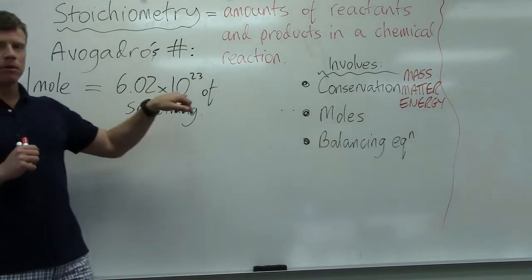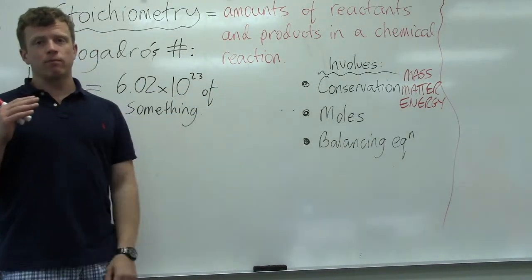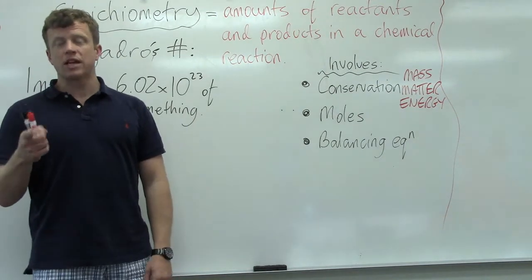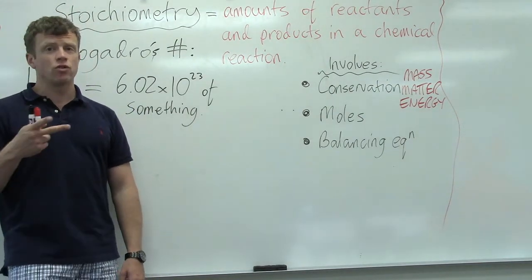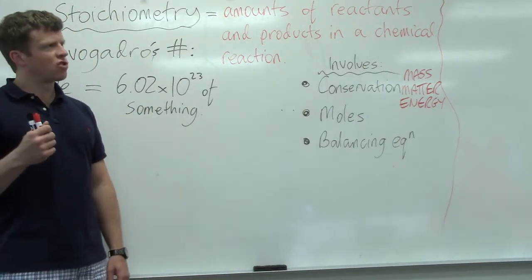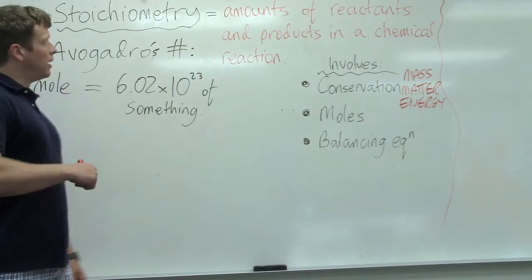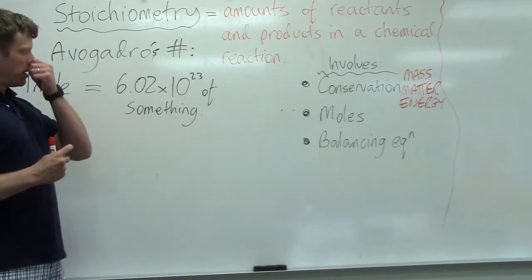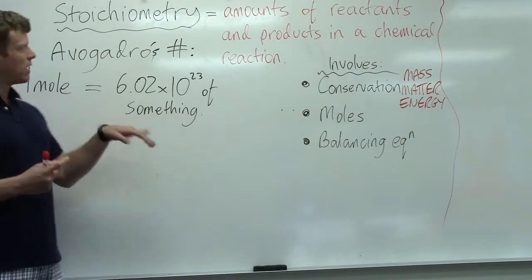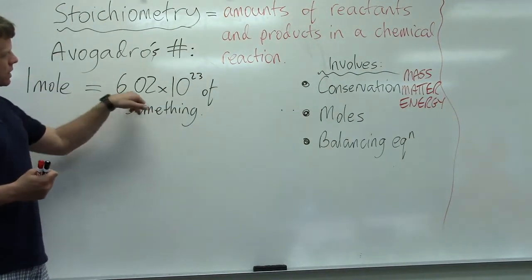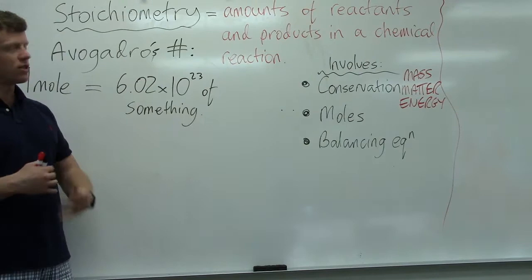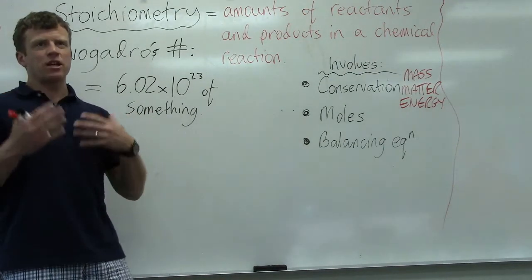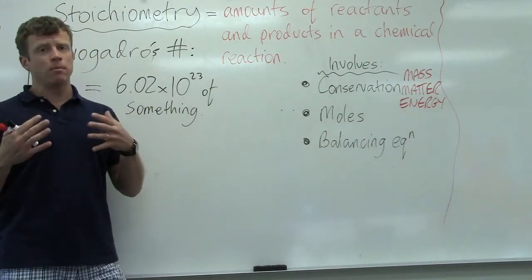It's always the same number. So in the same way that 1 dozen of something is always 12, or a pair is always 2, or a score is always 20, 1 mole is always this number. So if you have a mole of atoms, it would be this many atoms. 6.02 times 10 to the power of 23 is a huge number. And if you think about it, that makes sense, because you need a huge number.